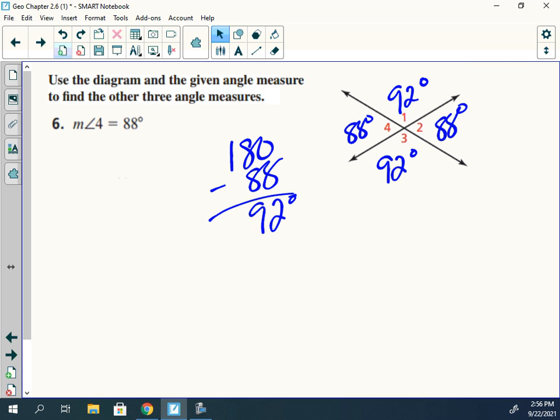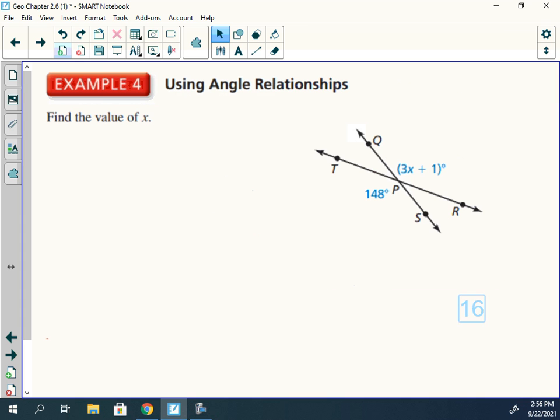Any questions on this here? We ready for the next one? Find the value of x. Why do they have to throw letters in there? Why can't it just be the same thing? It is the same thing.